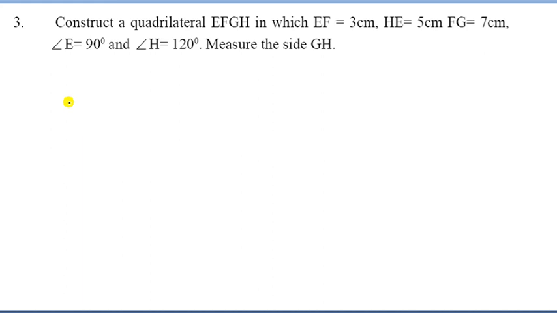Now come to the last question of this exercise, that is the third question. Construct a quadrilateral EFGH in which EF is 3 centimeters, HE is 5 centimeters, FG is 7 centimeters, and angle E is equal to 90 degrees and angle H is equal to 120 degrees. Measure the side GH. So let us start the steps of construction.